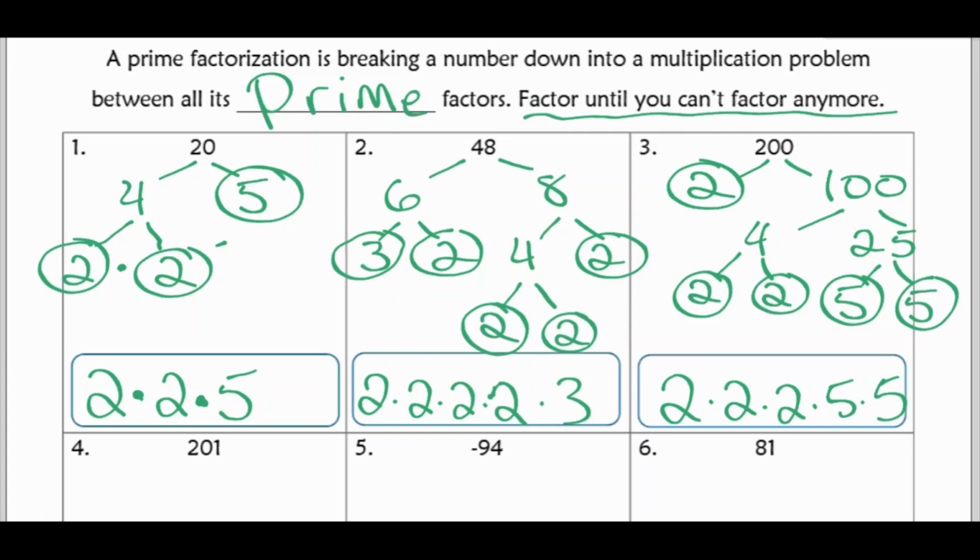Sometimes you also might see an exponent on the 2 or on the 5. So since we have 3 2s, instead of writing that as multiplication, I can write it with an exponent. 2 raised to the 3rd power. Instead of writing 2 5s, I can write 5 raised to the 2nd power because I have 2 5s being multiplied by themselves.